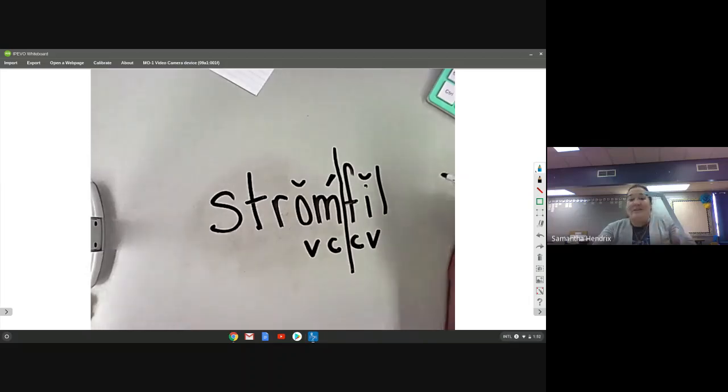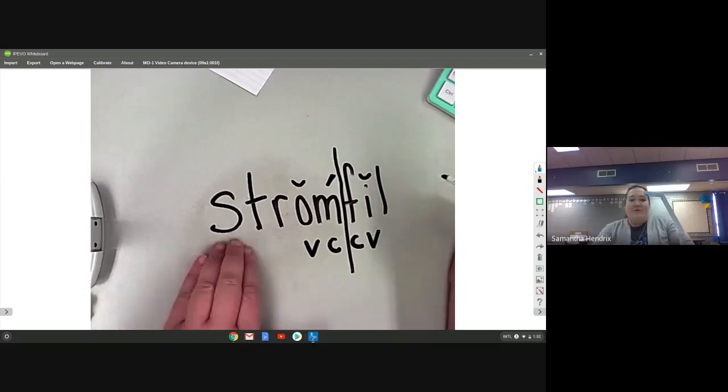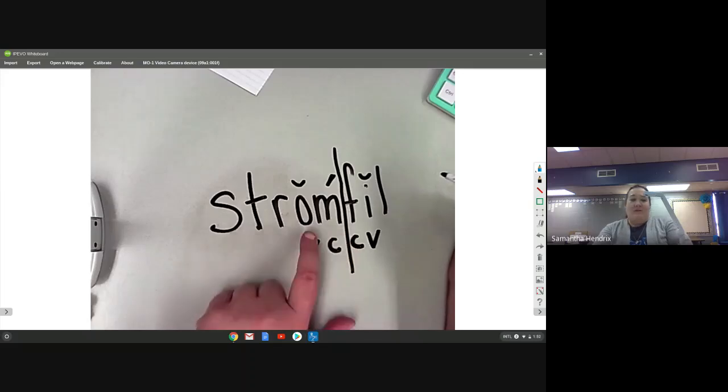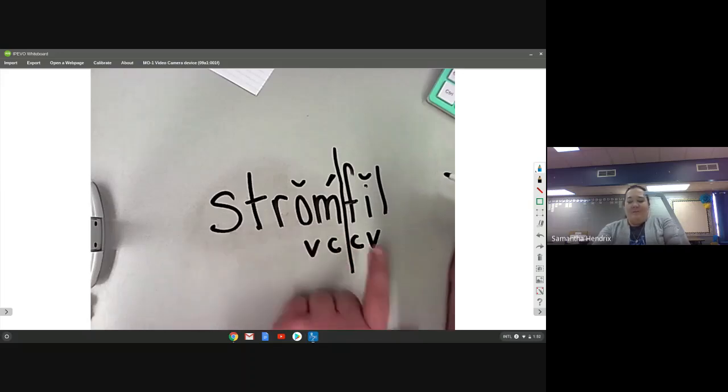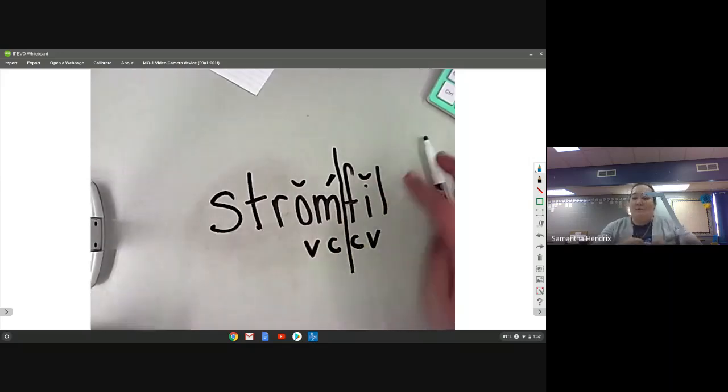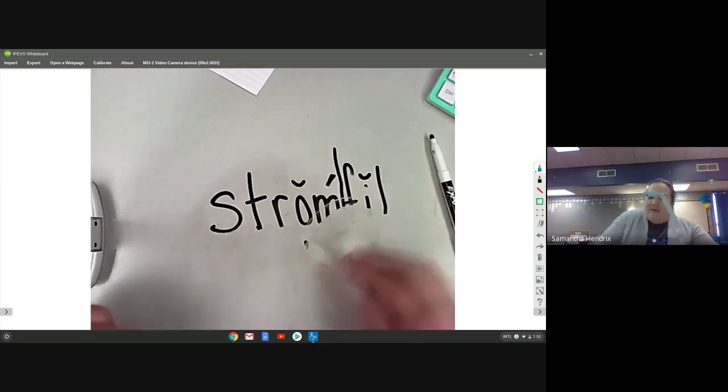Now we can sound this word out. This is a blend. Strom. This is a short O sound. Strom. Fill. Stromfill. Made up word, but we were able to pronounce it with that rule. Okay, let's do another made up word.